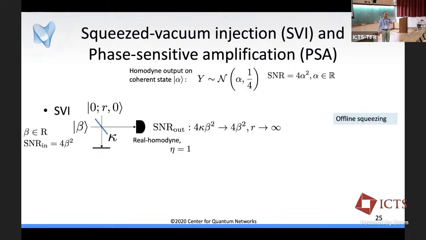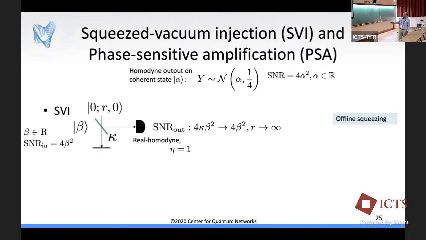Carl, you may remember, it was you or Horace, we wrote a paper that by injecting squeezing onto the vacuum port of a beam splitter, you can recover the signal to noise ratio of a homodyne receiver as if this beam splitter was never there. So what I mean by that is if I take a homodyne detection on a coherent state, the signal to noise ratio is the square of the mean divided by the variance. It's 4 times alpha squared.